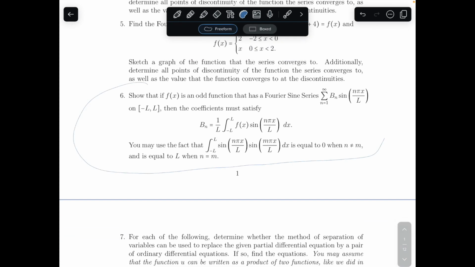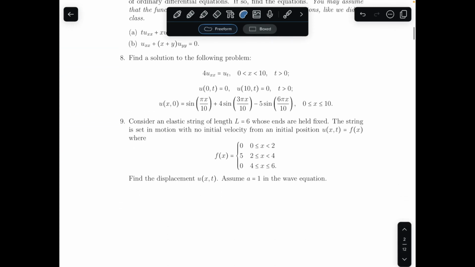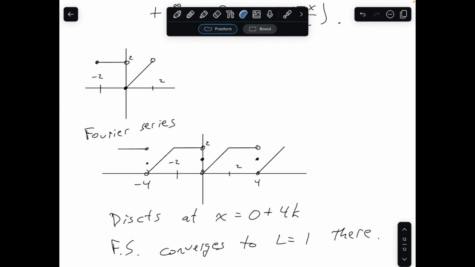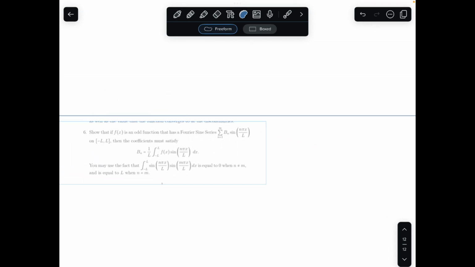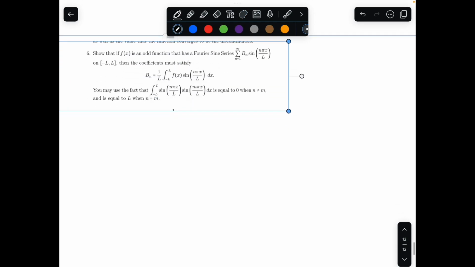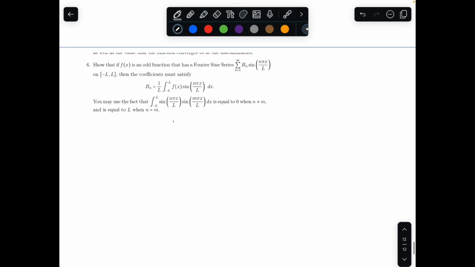All right, question 6. This one is just straight up in the notes. It's just kind of there to tell you guys that this is something you should know how to do. This is just a derivation of the Fourier sine series coefficients. And so I'll mostly skim through this.